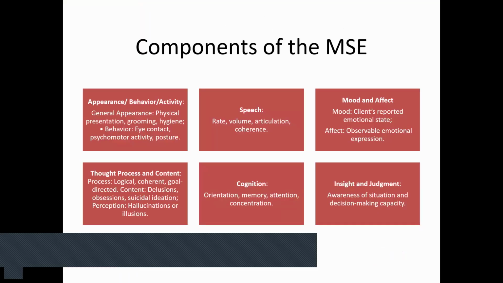So there are 6 different components. In different settings, you might actually see slightly different sections in the MSE, but for our purposes, this is what is consistent with the form that we're going to be using in the class. So first is their appearance, behavior, and activities.